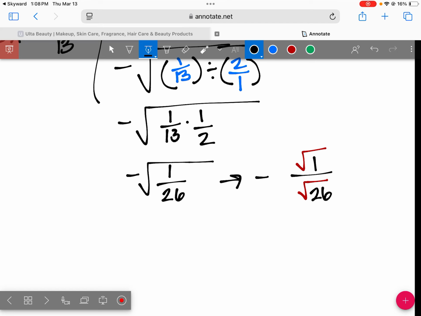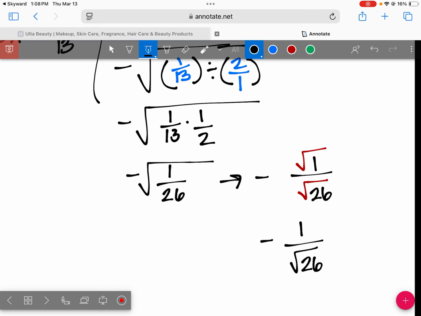So, lucky for us, 1 is a perfect square. 1 is a perfect square, so what is the square root of 1? 1. But we ended up with a problem again.